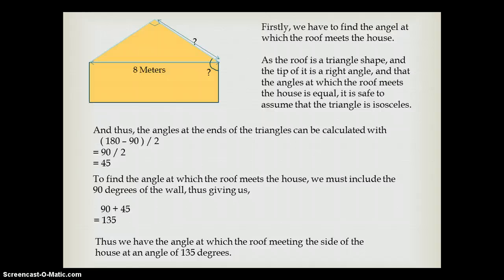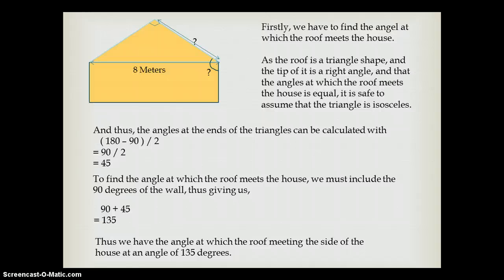Firstly, we have to find the angle at which the roof meets the house. As the roof is a triangle shape and the tip of it is a right angle, and the angles at which the roof meets the house are equal, it's safe to assume that the triangle is isosceles. Thus, the angles at the end of the triangle can be calculated with 180 degrees minus 90 degrees, divided by 2. 90 degrees divided by 2 is 45 degrees.